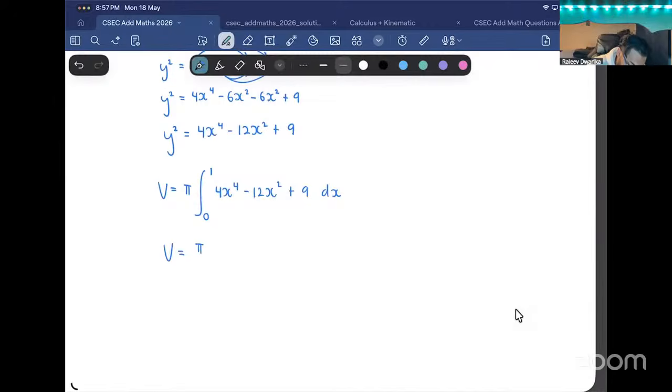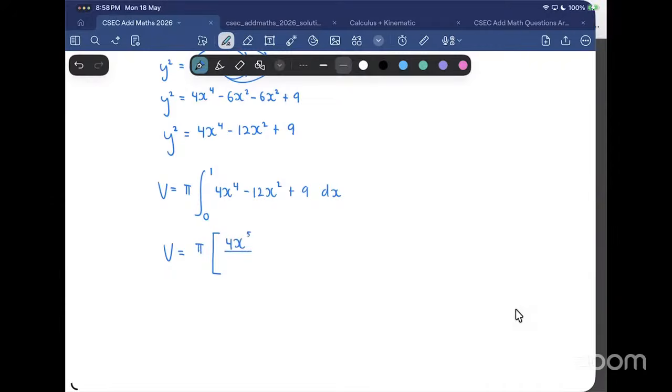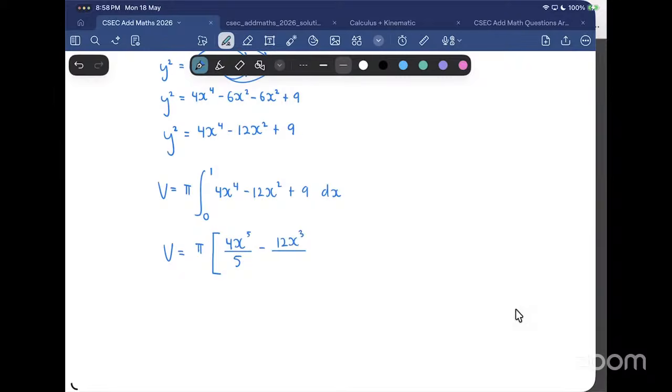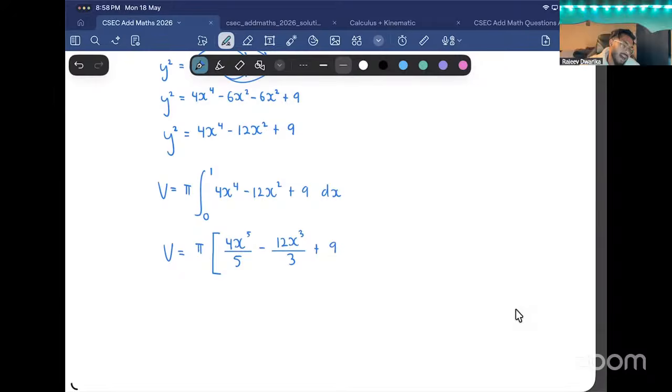Now I have to integrate. So that'll be 4x to the power 5 divided by 5, and that'll be minus 12x to the power 3 divided by 3, and that'll be 9 what? Squared divided by 2? No, 9x. Oh, 9x.